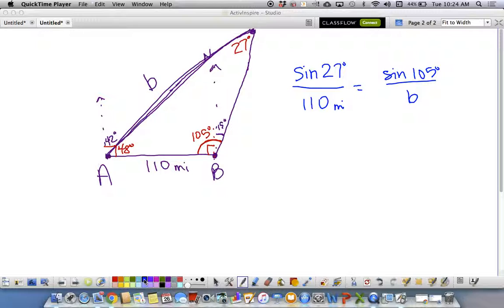Cross multiply. B sine. Is this one only 2 sig figs? What were we given? We were given 42 degrees, we were given 15 and 110. We were also given 105. No, we weren't given 105. We found 105. So I'm thinking there's 2 sig figs.